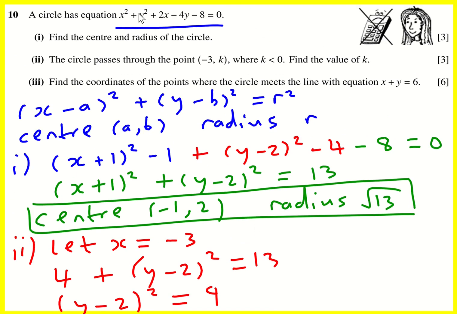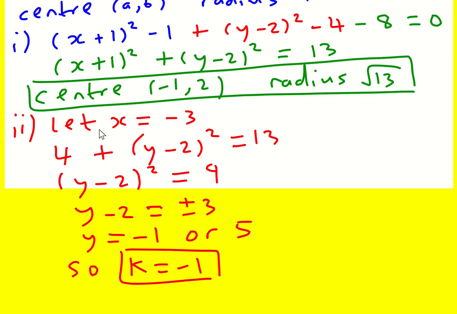Of course, you might have tried substituting minus 3 into here. You can use a quadratic formula. It will factorize, but we've done the hard work already, so that is a good method.